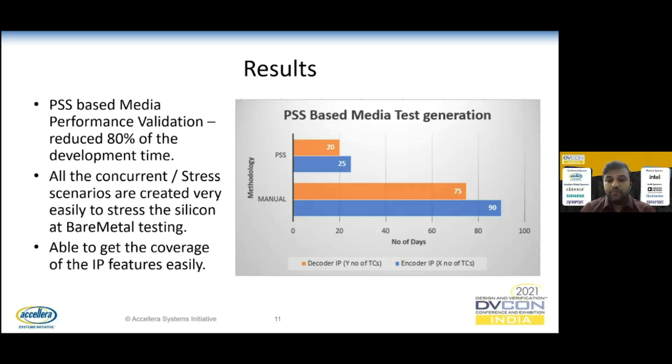The amount of time it took for the decoder IP level test cases was around 75 days and 90 days. So this is the number of days which we took, and the number of days which got reduced using our methodology was a huge benefit for us, and it saved a lot of time for us.